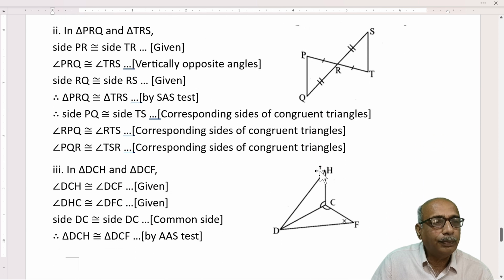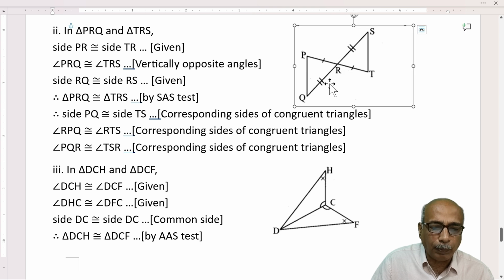Next in this figure, in triangle PRQ and triangle TRS, PR congruent to TR, given. These two are known as vertically opposite angles. Angle side RQ is congruent to side RS. So here side angle side. So these two triangles are congruent by SAS test.